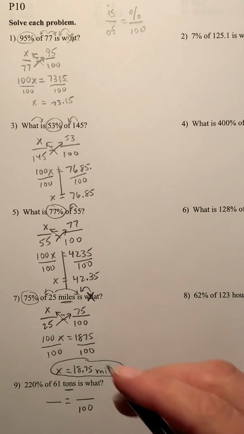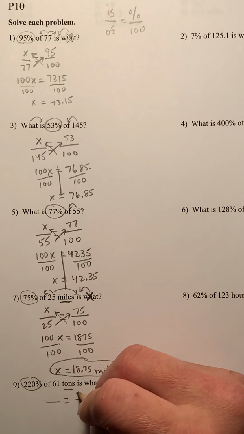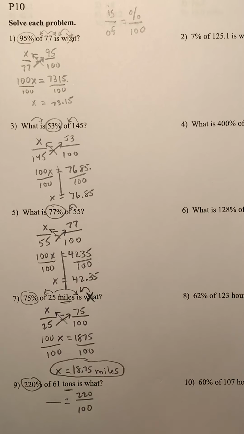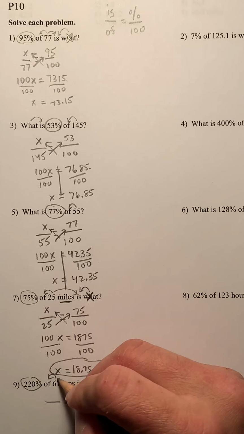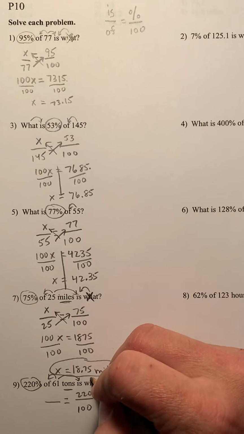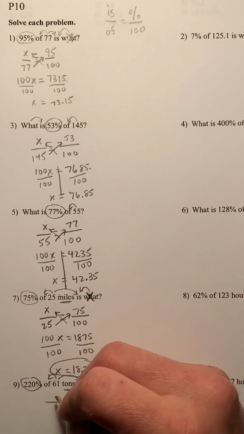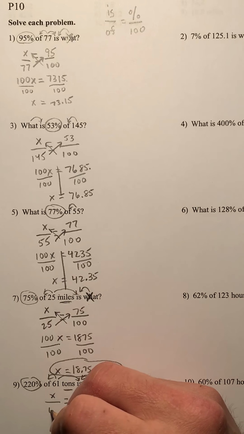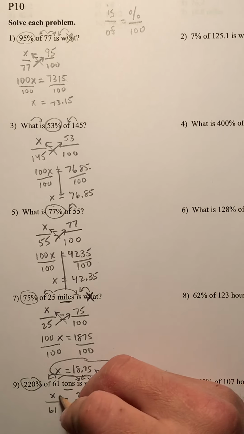Got the 100 in the right spot. 220 going where the percent number goes. 61 next to both the is and the of, so we can't make that decision yet. 61 tons is next to both of those. But the variable is next to the is, so we know that guy's going there, and that guy's going there. We cross multiply.